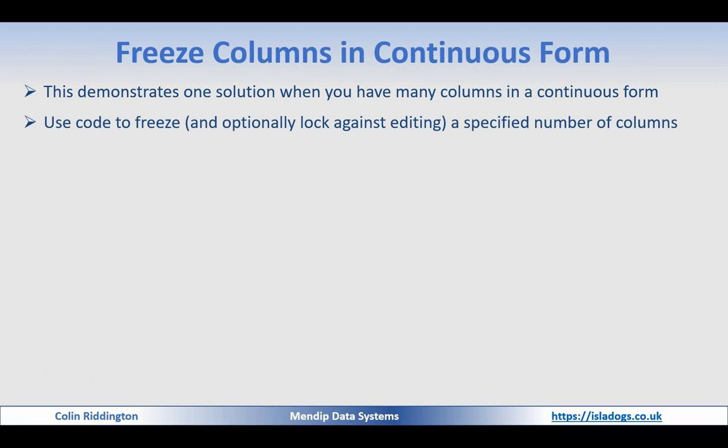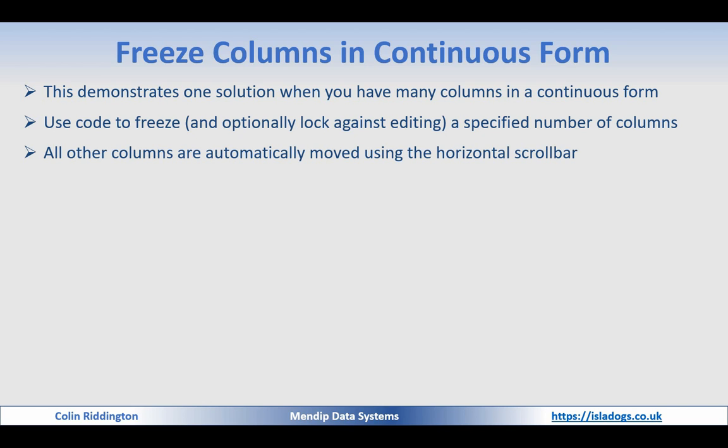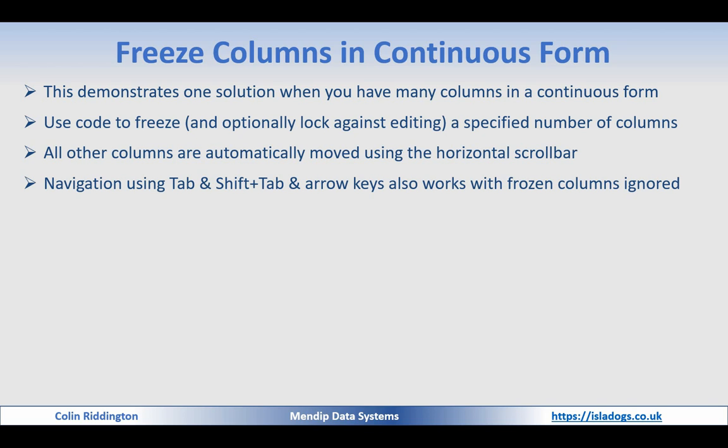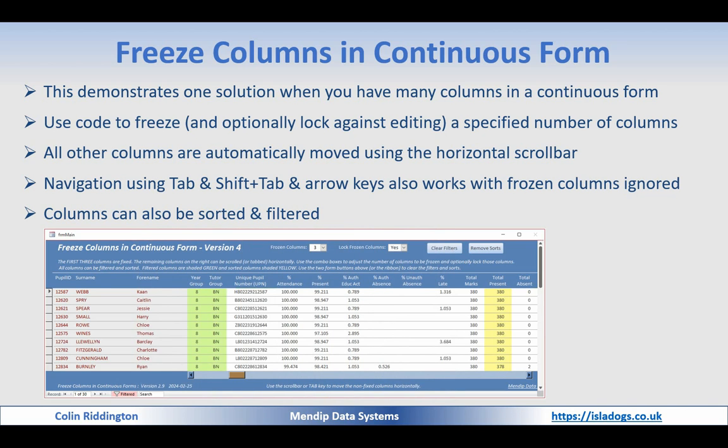So the idea is then we want to use code to freeze and optionally lock against editing, something you can't do in a datasheet, a specified number of columns. All other columns will then be moved automatically when you use the horizontal scroll bar, but not the ones you've frozen. Navigation is also possible using tab and shift and tab keys. Arrow keys also work, and in each case, the frozen columns are ignored in terms of movement across the screen. Columns can also be sorted and filtered, but that's not the main point of today's video. That's what my continuous form version of the form looks like, and time we demonstrated that.